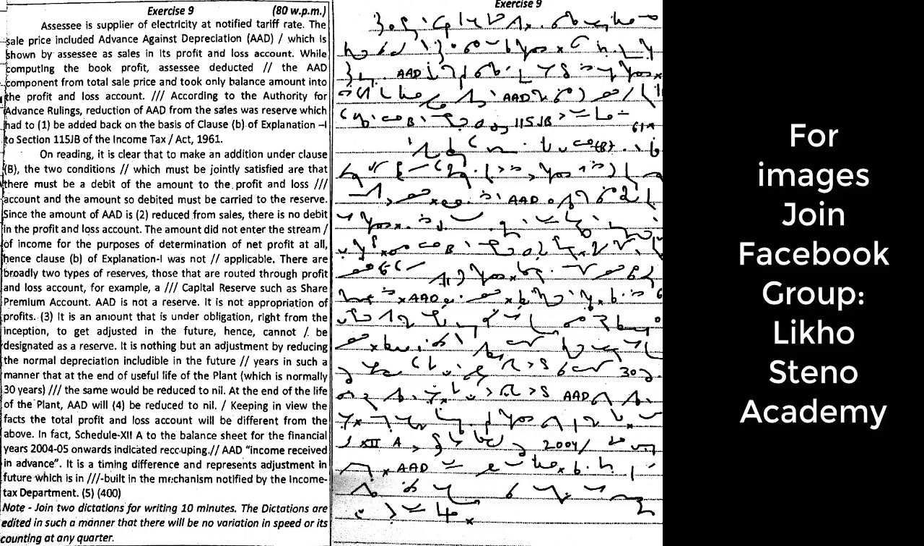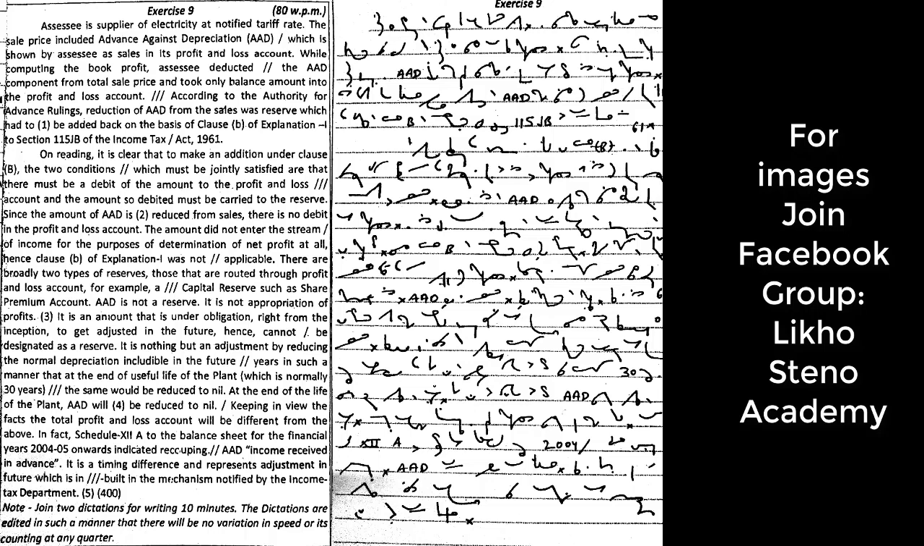Since the amount of AAD is reduced from sales, there is no debit in the profit and loss account. The amount did not enter the stream of income for the purposes of determination of net profit at all. Hence, clause B of explanation 1 was not applicable.